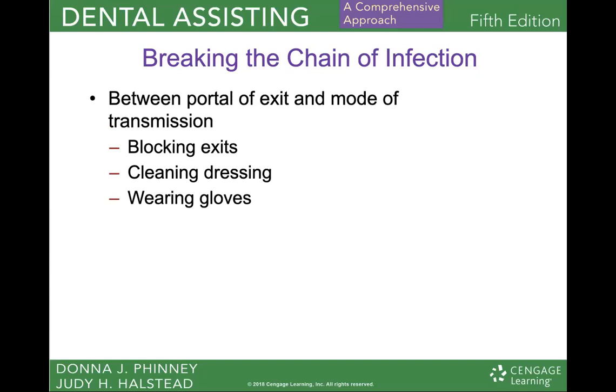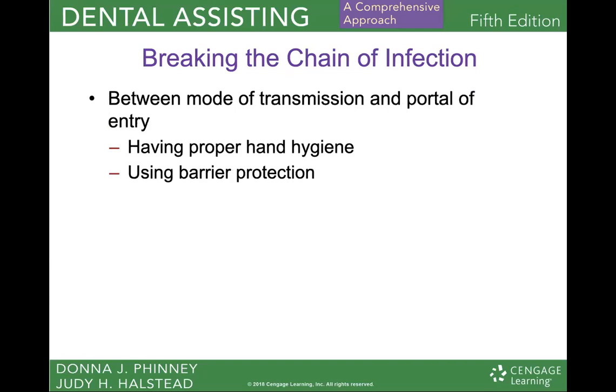The key to stopping the infection between the portal of exit and the mode of transmission is to block the exit of the infectious agent. This can be done by having clean dressings, using gloves and masks, and encouraging the practice of covering the mouth and nose when sneezing or coughing. Stopping the infectious process between the mode of transmission and portal of entry is to block the entrance of the agent. This can be accomplished through hand hygiene and the use of barrier protection such as gloves, masks, and gowns.